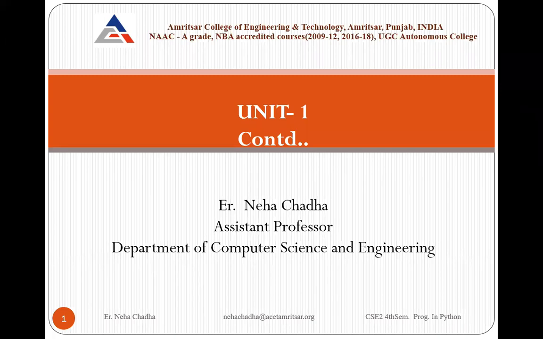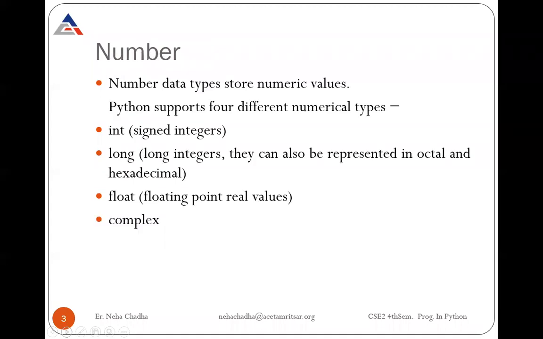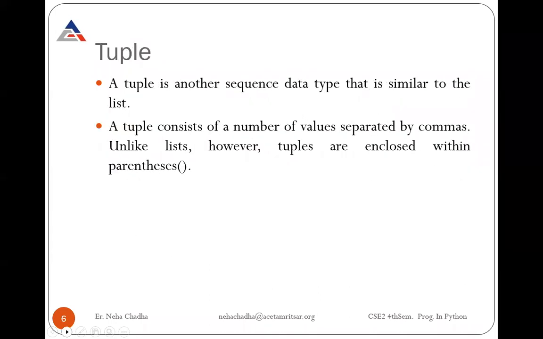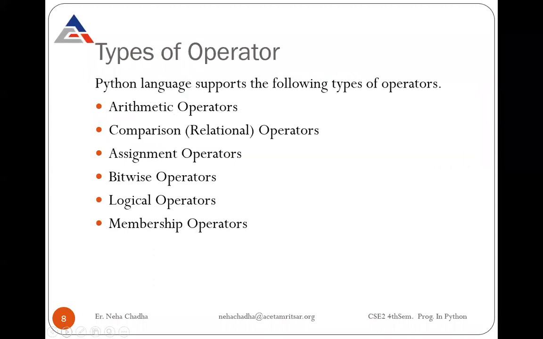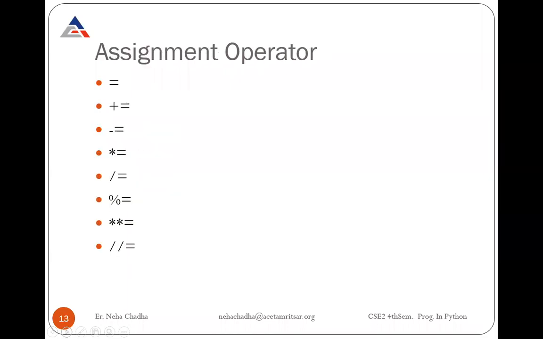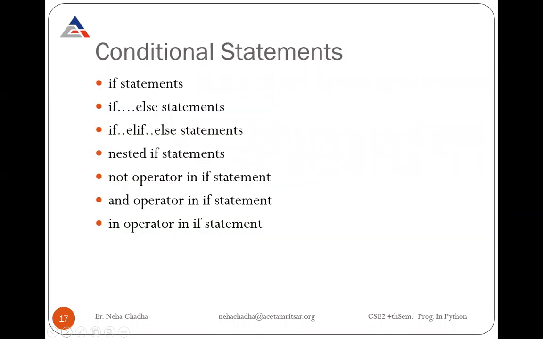To revise our previous session, we have studied data types so far: the data type number, the data type string, list, tuple, and dictionary. Then we studied types of operators: arithmetic operator, comparison operator, assignment operator, bitwise operator, logical operator, membership operator. These are the details of the operators. Then the operator precedence, how it works.